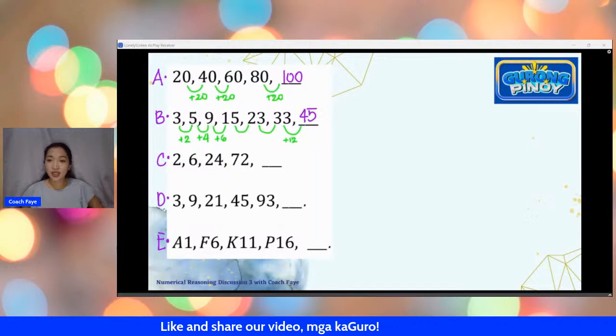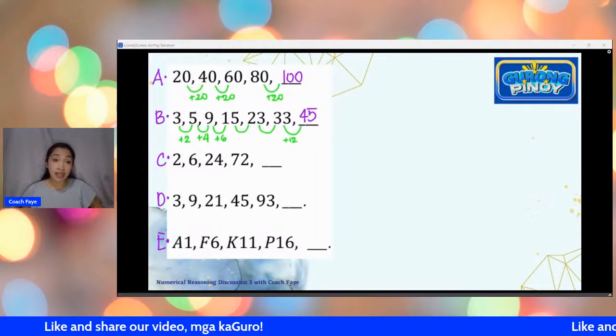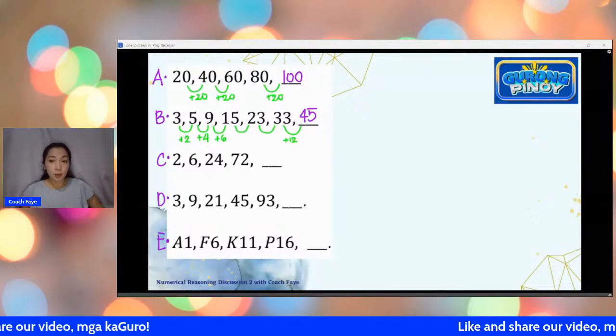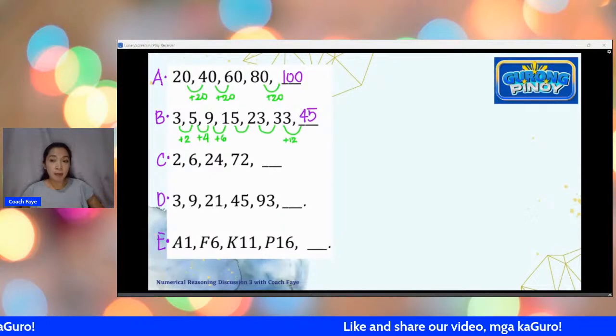Now, let's take a look at letter C. If you don't mind, please do share din po yung patterns na nakikita ninyo because it's also possible that the pattern you are seeing might be different from the pattern that I am seeing.